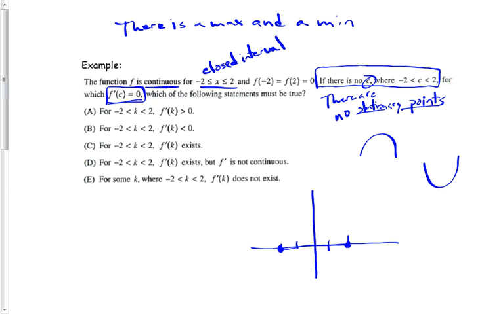Let's go through the multiple choice answers. Which of the following must be true? Okay, part A. Does the derivative have to be greater than 0? Does that have to be true? Does the function have to be increasing? It doesn't have to be. It doesn't have to be true. Does the function have to be falling? F prime less than 0. Does it have to be falling? It doesn't have to be.